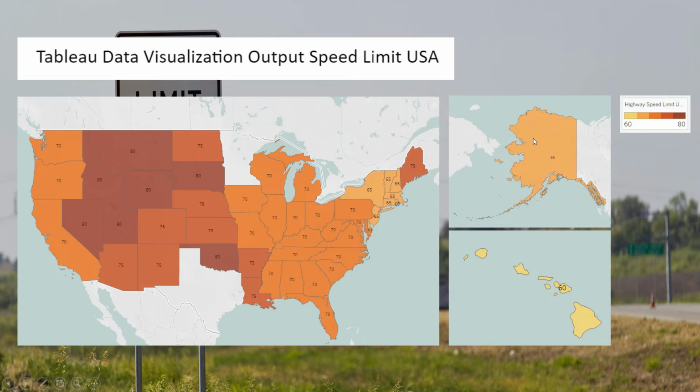And Alaska too, 65. It's a lot cooler up there. There can be a lot of winters and snowstorms. That's why it's a lot slower up there.